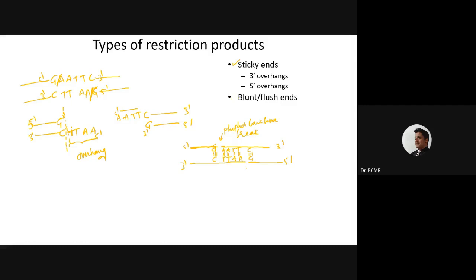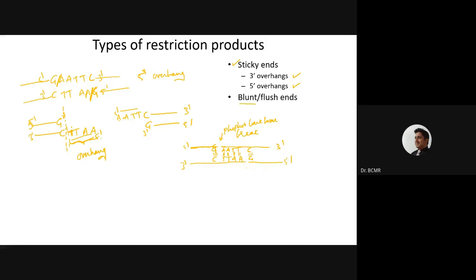Sticky ends can be 3 prime overhangs or 5 prime overhangs. So now this one is having a 5 prime overhang. So the one that we are working with is having a 5 prime overhang.